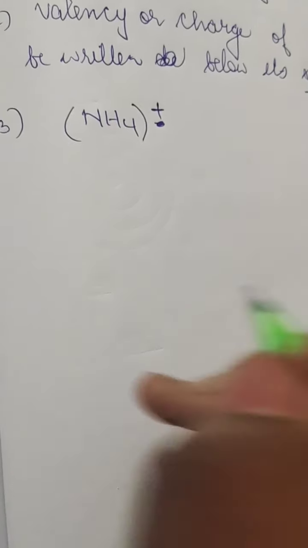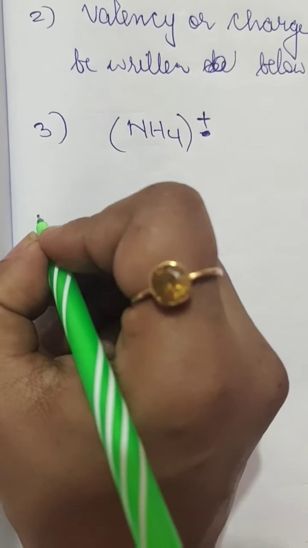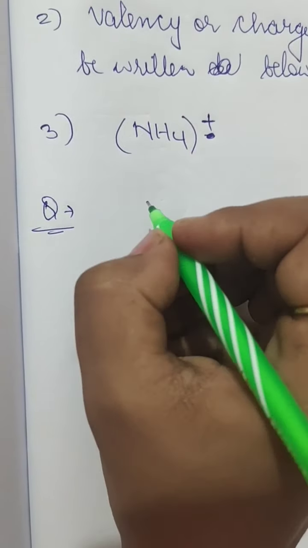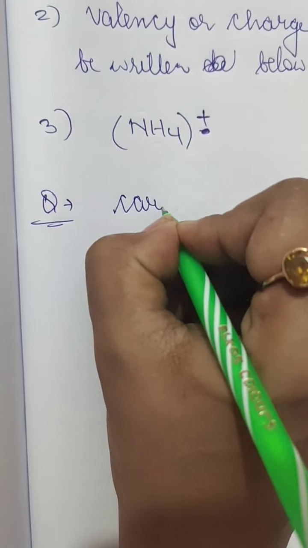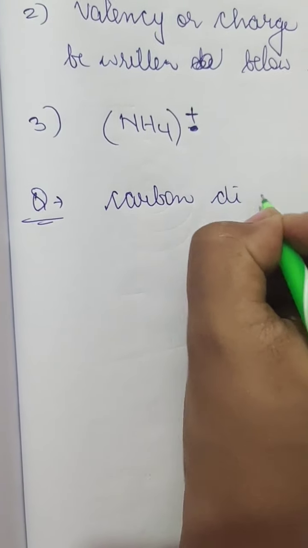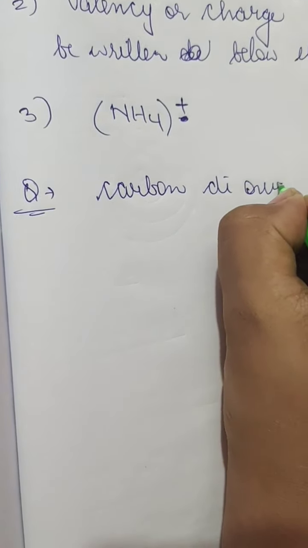Okay, so let's take an example. For example, we take a very simple question: carbon dioxide. Now we should know that there are two elements. So first we'll write the symbols of the elements, keeping in mind that the positive ion will be on the left hand side and the negative ion on the right hand side.